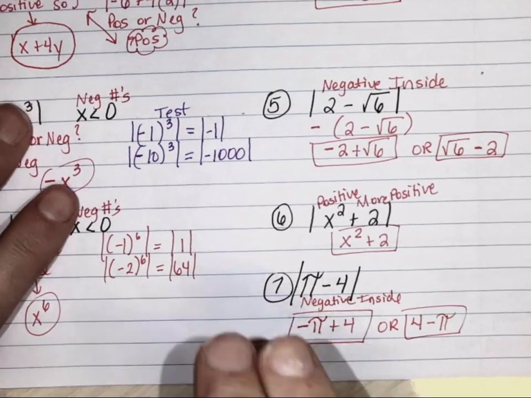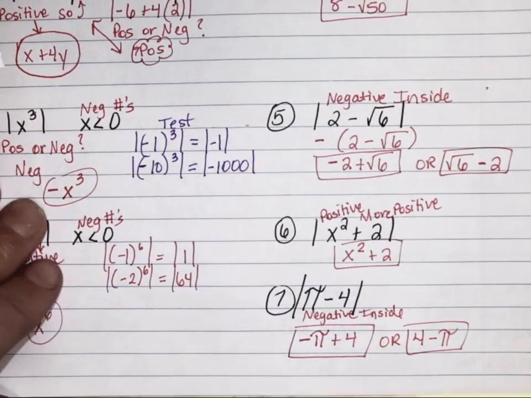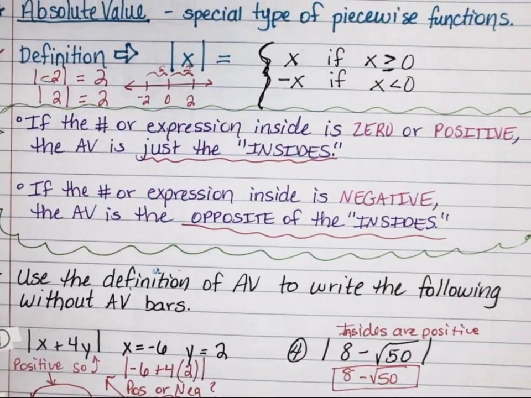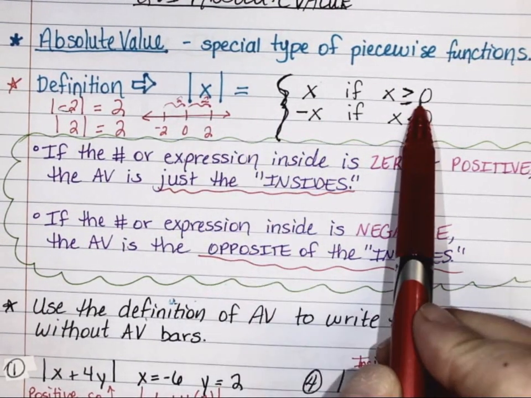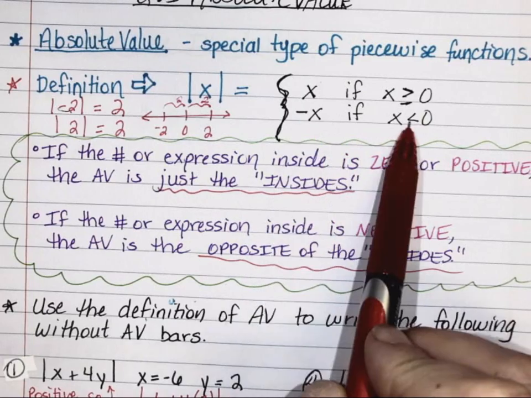So that was just to get you used to absolute value, the definition of it, and what it means. That it says if you have positive insides, it stays the same. If you have negative insides, you change it.